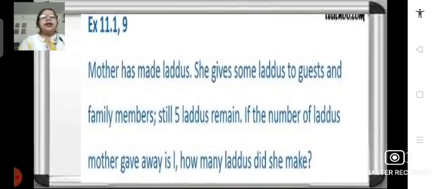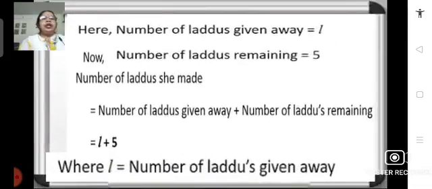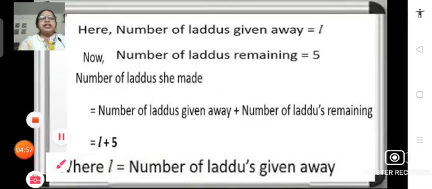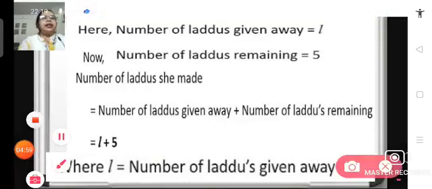Problem number 9. Mother has made laddus. She gives some laddus to guests and family members. Still 5 laddus remain. If the number of laddus mother gave is L, how many laddus did she make? So number of laddus she has given away is L. It is given.